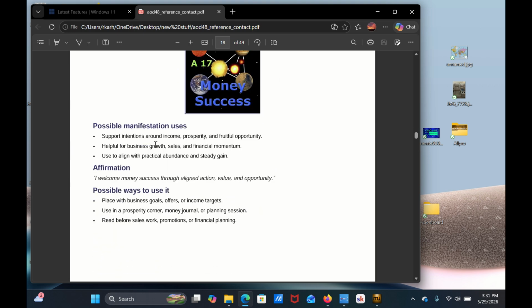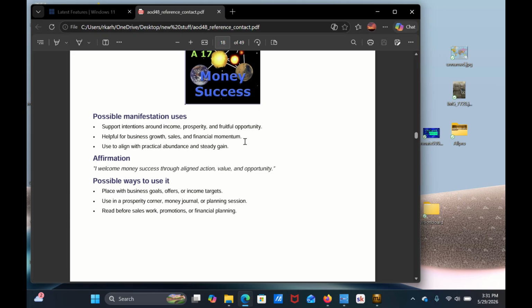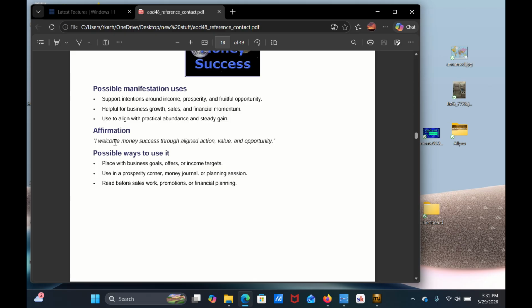Money, success. Support intentions around income, prosperity, and fruitful opportunity. Helpful for business growth, sales, and financial momentum. Used to align with practical abundance and steady gain. Affirmation. I welcome money success through aligned action, value, and opportunity.